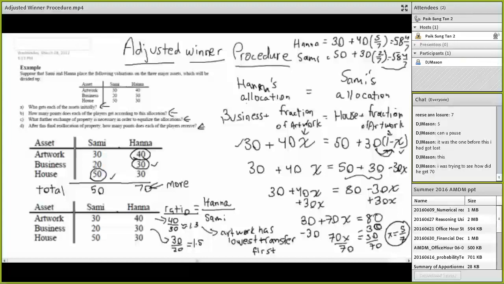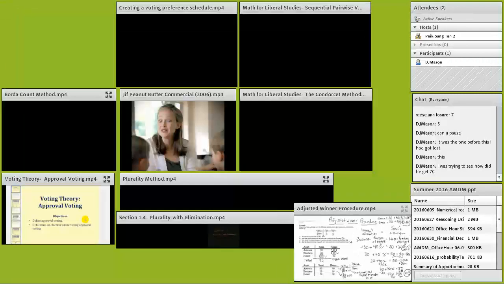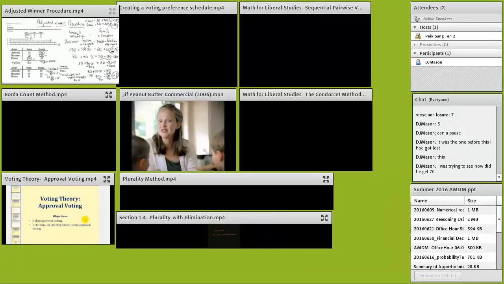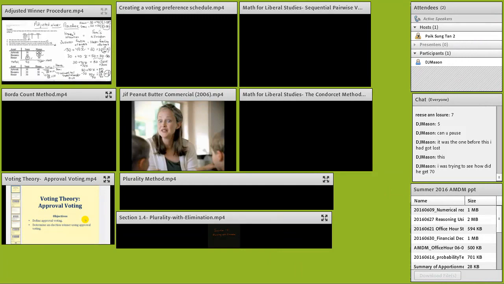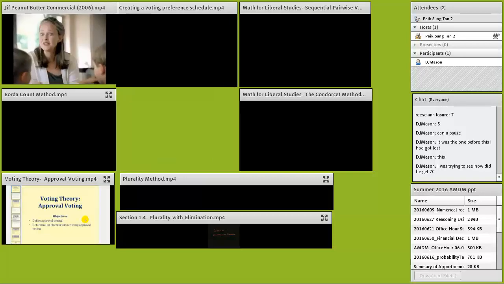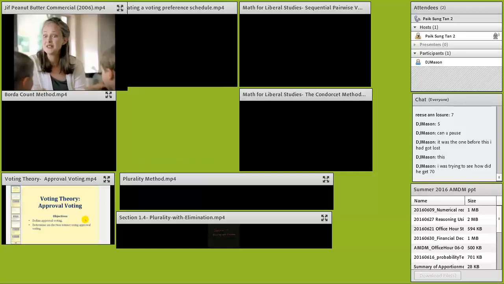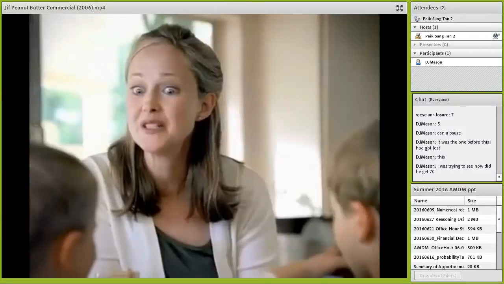Let me get it. Okay, I get it. Hold on. So this is called the divide and choose method. It's very simple, and don't mess it up if you have questions about this, okay?